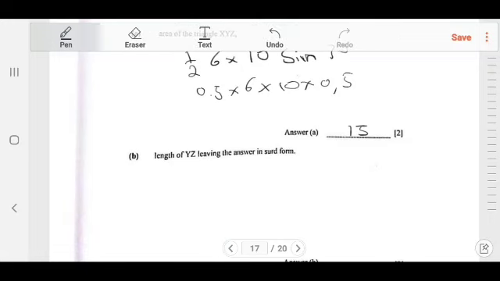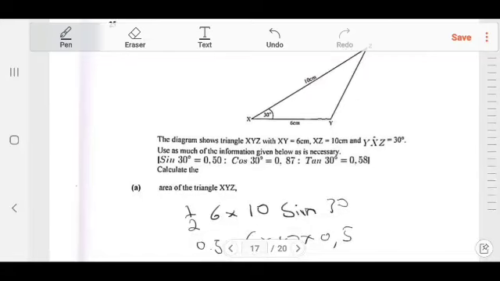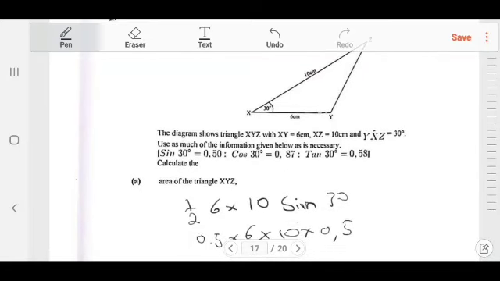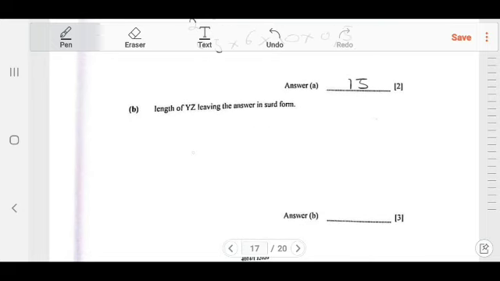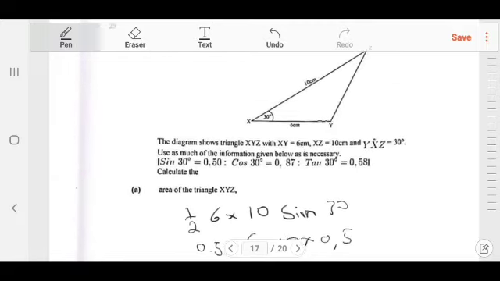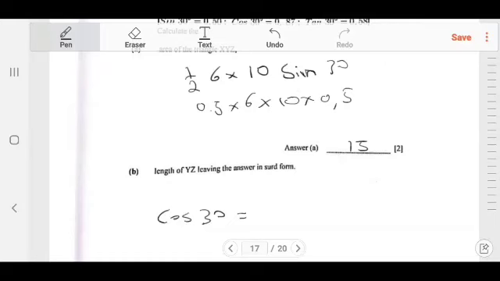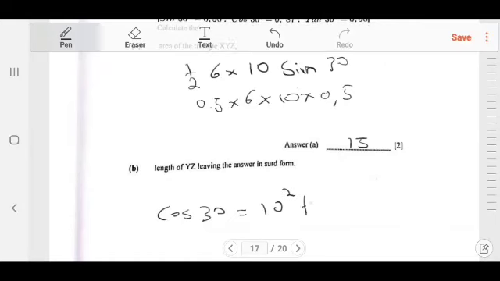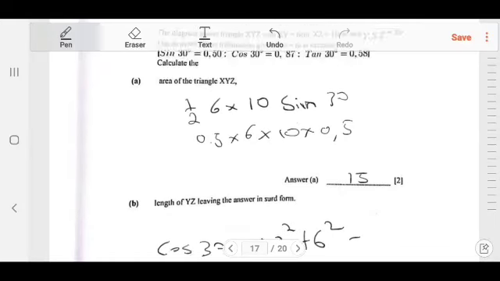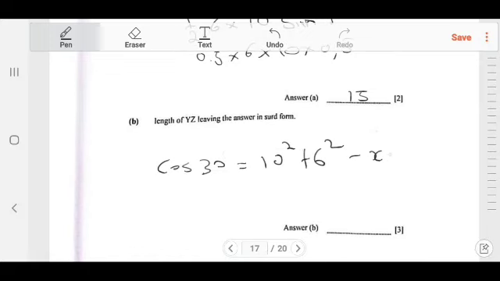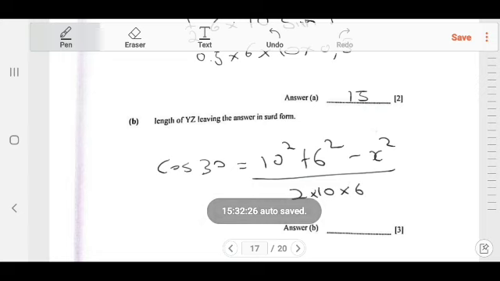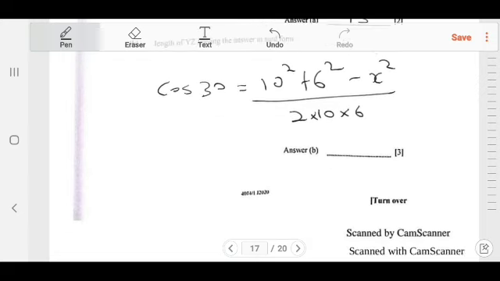Then the length of YZ, leaving the answer in surd form. Want the length of this one? I can use the cosine rule. Yes, let's use the cosine rule. So cos 30 equals ten squared plus six squared minus the side that I want, which I'm going to call x squared, over 2 times 10 times 6.